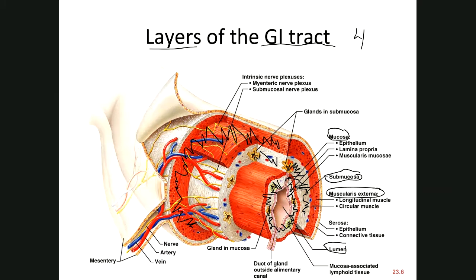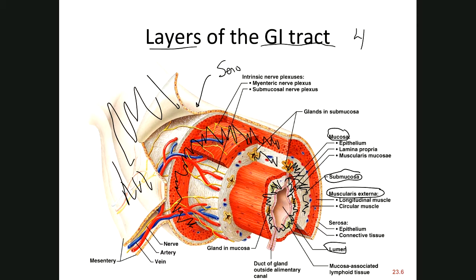And then the last layer is this layer out here. It's a very, very thin layer. It's called the serosa. It's a serous membrane. And if you remember serous membranes, we talked about them back in A&P1. We talked about the pericardium, the pleura, and now this one is the peritoneum. So it's a serous membrane, and so it's called the serosa, wherever it is. Oh, there, serosa.